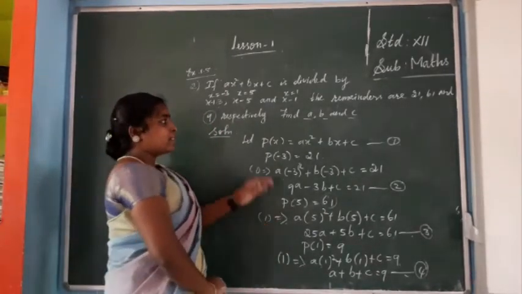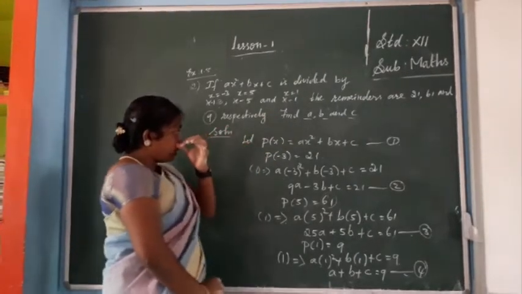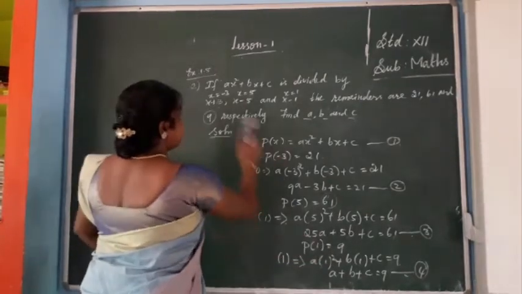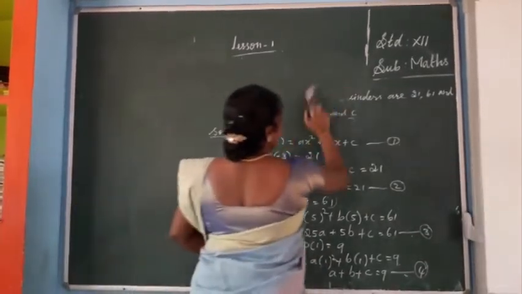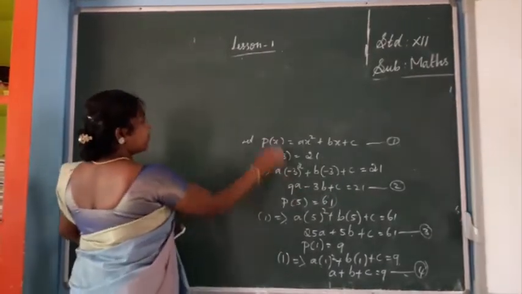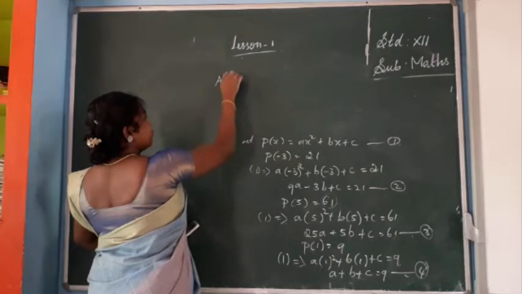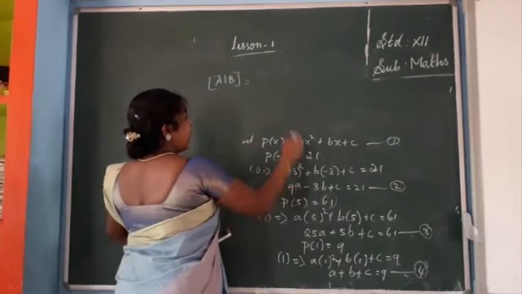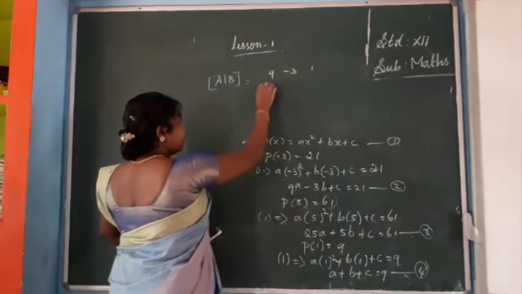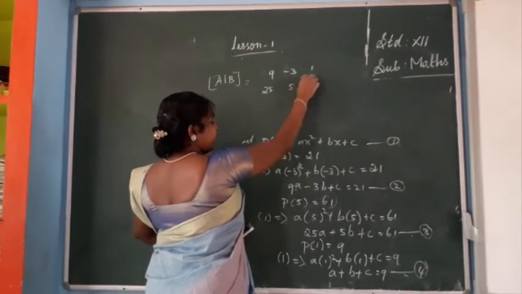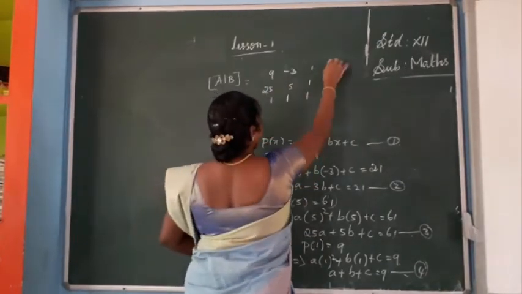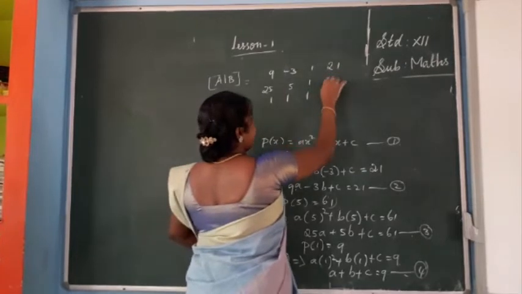So now use the second, third and fourth equations and use the elimination method and find A, B, C. Actually you need only the A, B, C values. You can't do it, but I am doing it. Okay, say the values. The first row is 9, minus 3, 1. Next, 25, 5, 1. Another one is 1, 1, 1. The right hand side is 21, 61, 9.